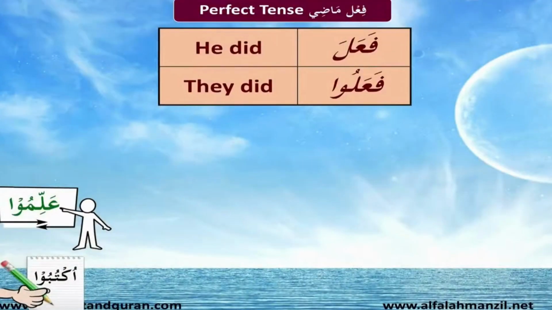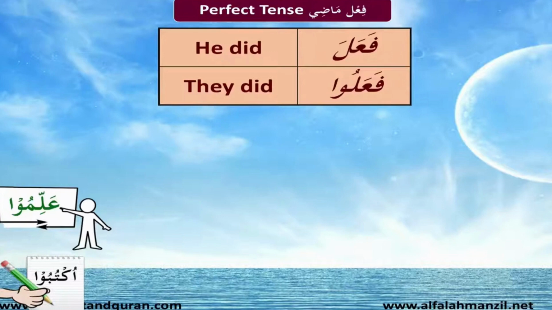Why did? Because it's the past. He done something, he did. If I want to say fa'alu, it's going to be they did. Now what is the Arabic of fa'ala? The he. What is the Arabic of he? Huwa. So I'm using he here, right? Do you see huwa here?